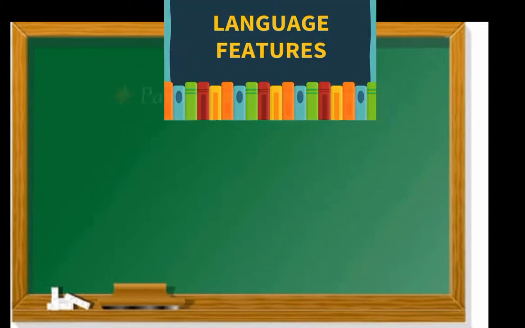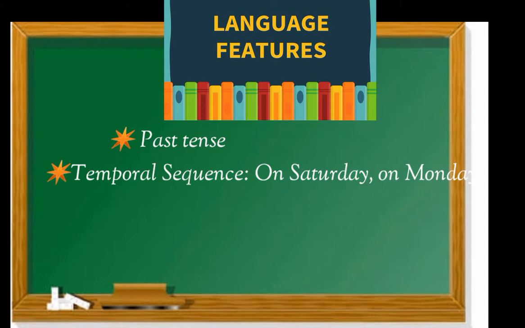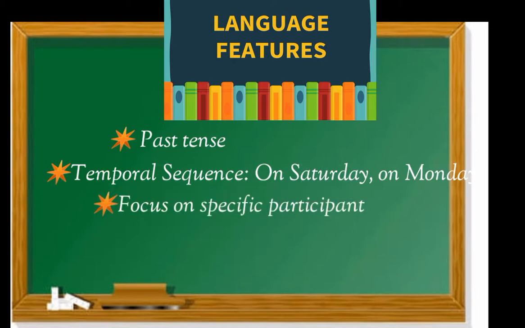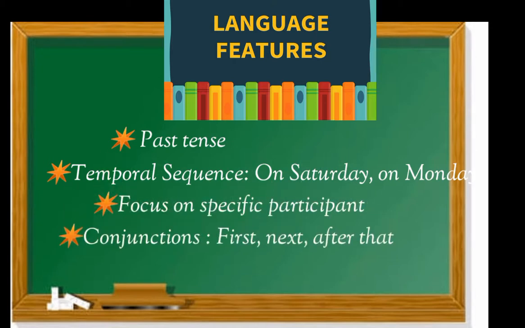In recount text, there are some language features. The tenses often used in recount text are simple past, past continuous, past perfect, and past perfect continuous tense. It also uses temporal sequence like on Saturday, on Monday, on Sunday. The text focuses on specific participants, for example, I, as the writer. Conjunctions often used in recount text are such as then, before that, after, and the text uses action verbs, for example, went, stayed, crossed, and so on.